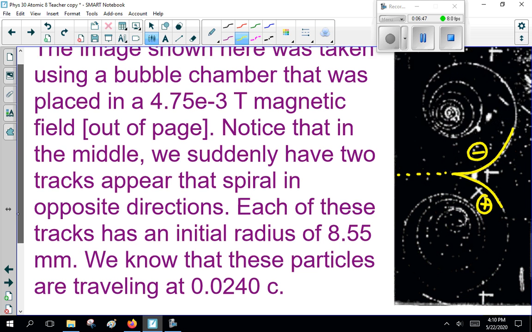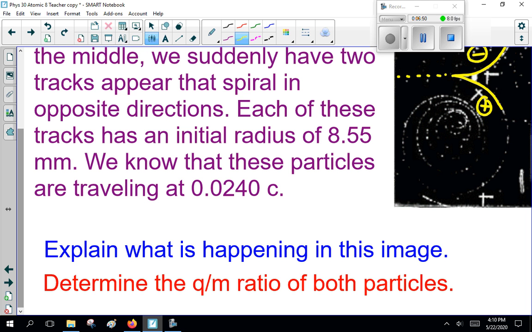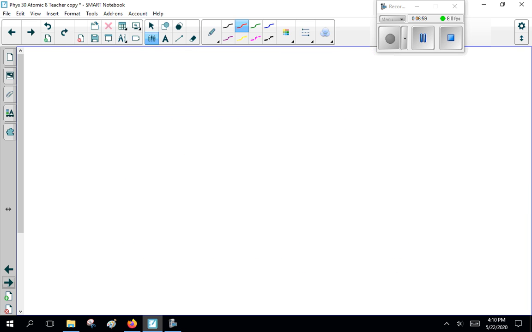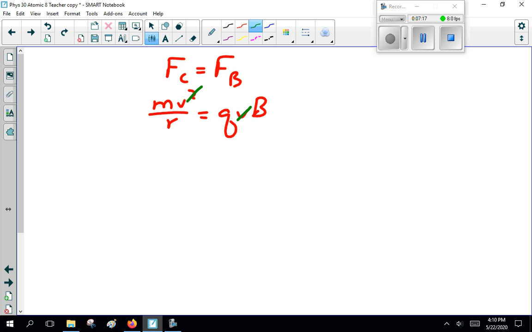Now, determine the charge to mass ratio of both particles. Crap, we've got to do math work here. Okay, now, here, go back. Force centripetal, force magnetic, QVB equals, oh, sorry, MV squared over R is force centripetal. And the velocities cancel out. Now we're asked for the charge to mass ratio. So that's Q divided by M. That is V over BR. So we need the velocity, the magnetic field, and the radius.